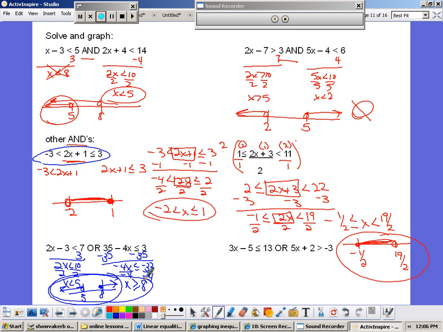If I need to write this in interval notation, go back to your graph. It's going to negative infinity, so it's negative infinity up to 5, but not included. Union starts at 8, it is included, and the arrow goes to infinity.